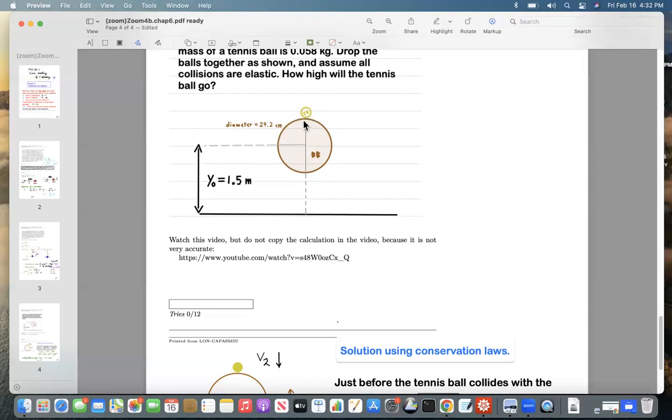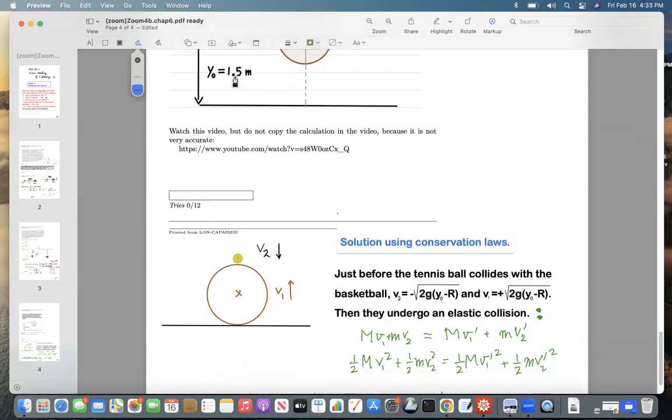The tennis ball will fall down at the same time that the basketball is bouncing up. The tennis ball will be coming down, and so there'll be a collision between the basketball and the tennis ball. And that's going to bounce the tennis ball quite high. So the question in the problem is, how high will the tennis ball go? And the answer is quite high. So let's see how to calculate that.